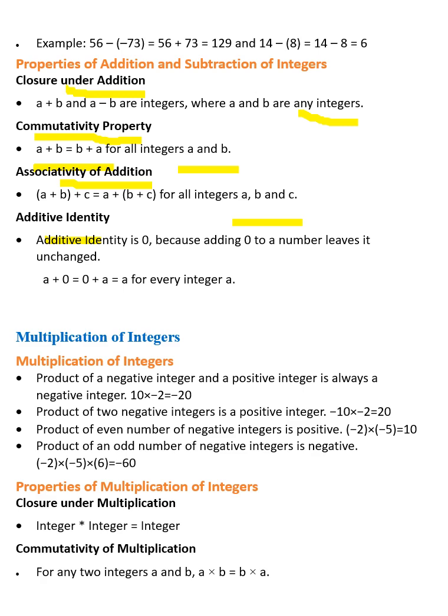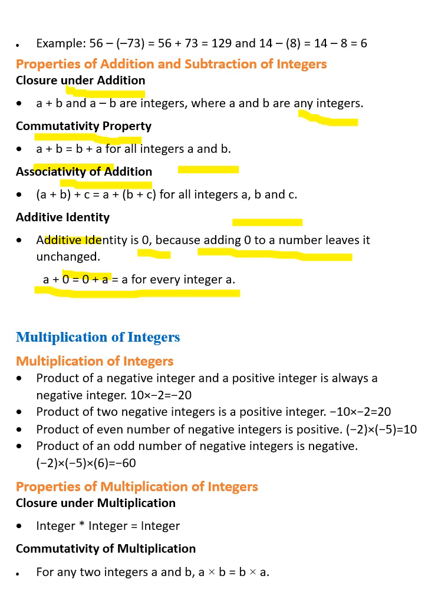Additive identity is 0 because adding 0 to a number leaves it unchanged. So the number will get its identity when you add 0 to it. Means when you add nothing to it. So a plus 0 will always give you 0 plus a, that is a. That a is that integer only.